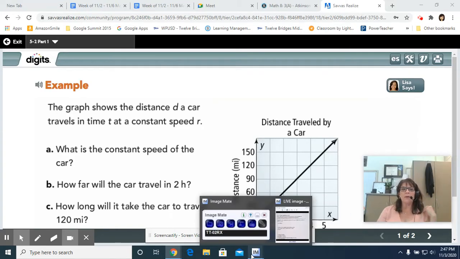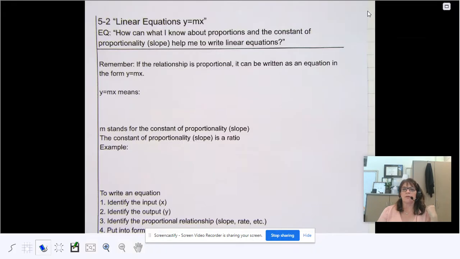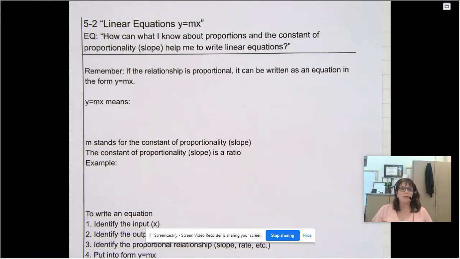Everybody, welcome to topic 5, lesson 2. So we are going to start with some definitions and notes, and then we'll get on to that problem that you just saw for a moment.